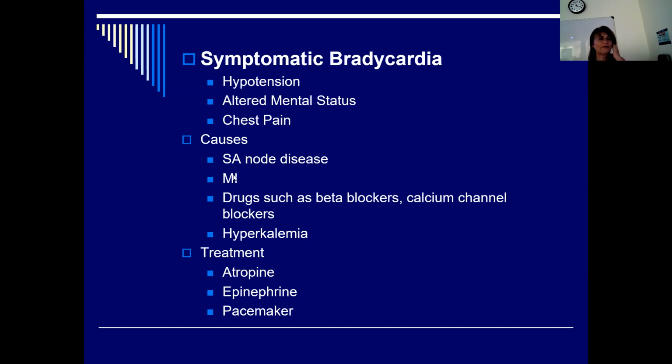So myocardial infarct kind of goes along with what we were just talking about. If your coronary artery becomes occluded, it's going to affect the SA node. If a patient is taking beta blockers for hypertension, sometimes the medication that they're prescribed causes the heart rate to be really slow.